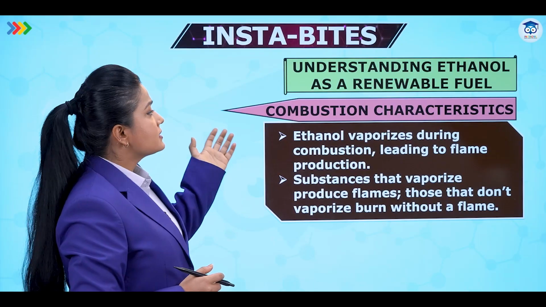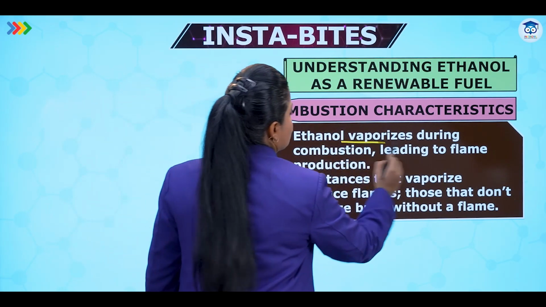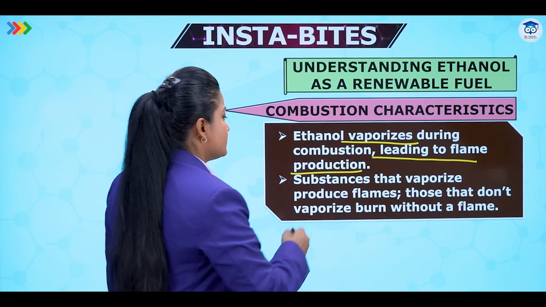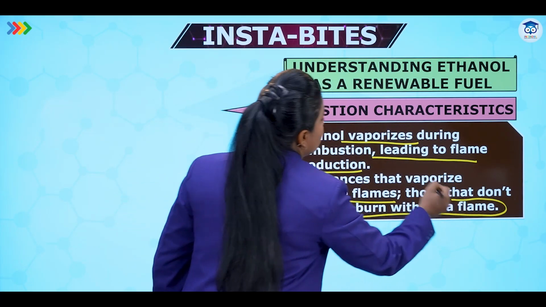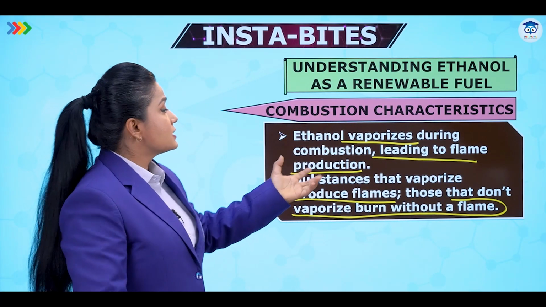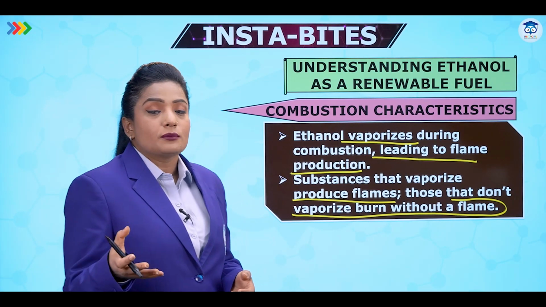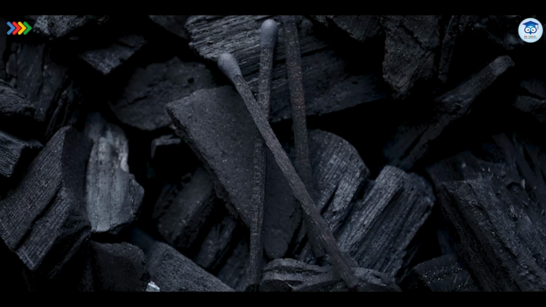Now let's try to understand some combustion characteristics. Ethanol vaporizes during combustion, leading to flame production. Substances that vaporize produce a flame. Those that don't vaporize burn without a flame. So ethanol will give us flames because it will vaporize. If we take alcohol and burn it, it will give us a flame as it vaporizes easily.